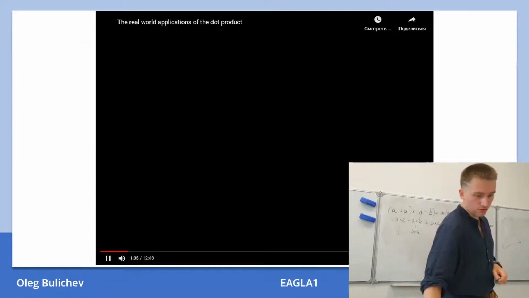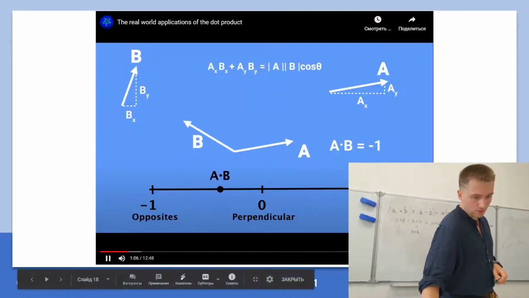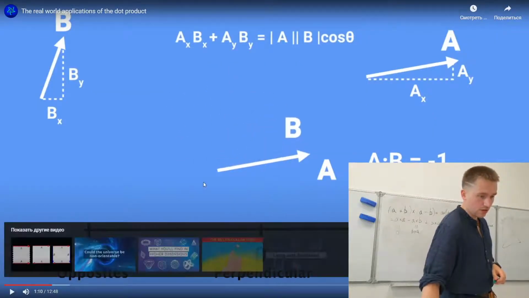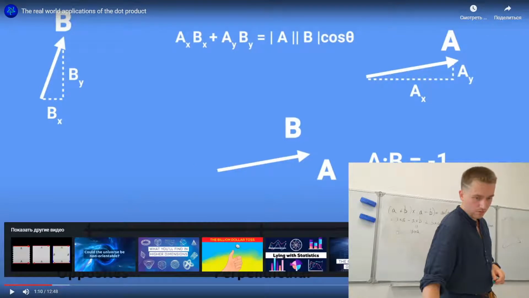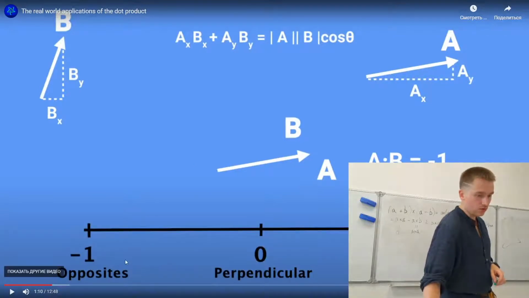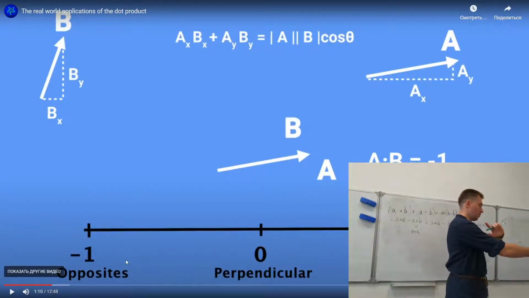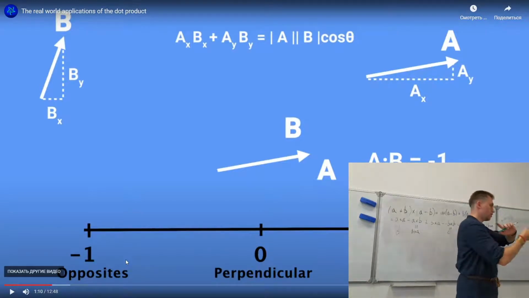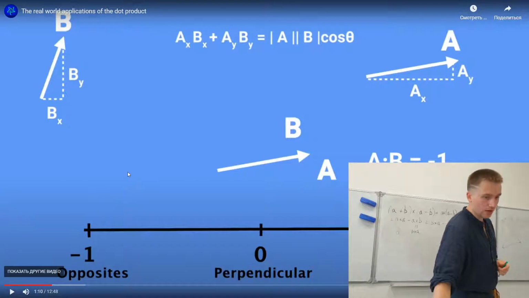So let's watch a nice video. It's about applications. You may see, so I will stop. From -1, it's opposite directions. If we normalize our vectors, the dot product will be -1 for opposite directions, 0 perpendicular, 1 the same. How can we use it?